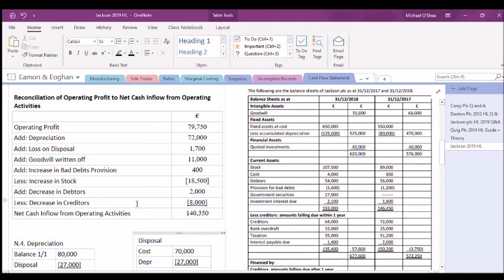My decrease in creditors means that I've paid off the 8,000 difference. I've given that money to the suppliers. The money's gone, the cash is gone, therefore I'm going to take it away.